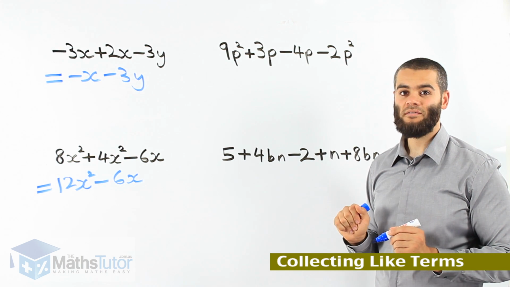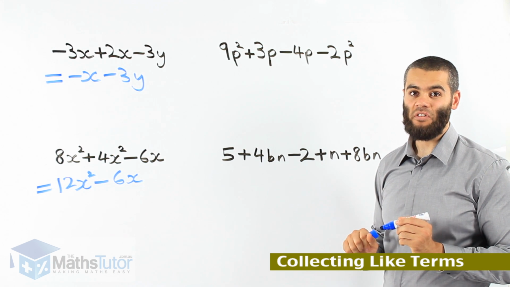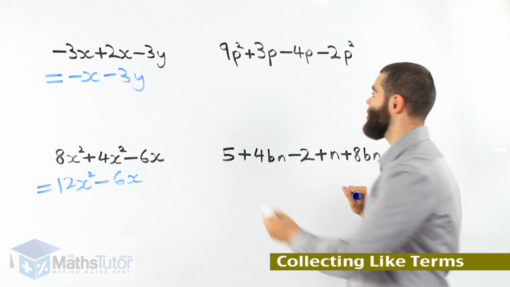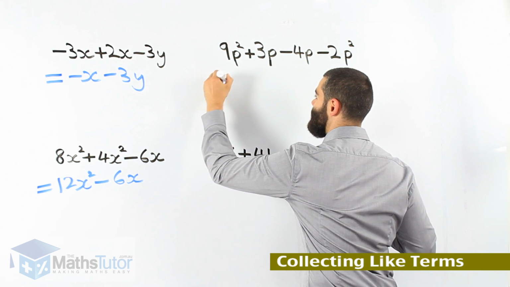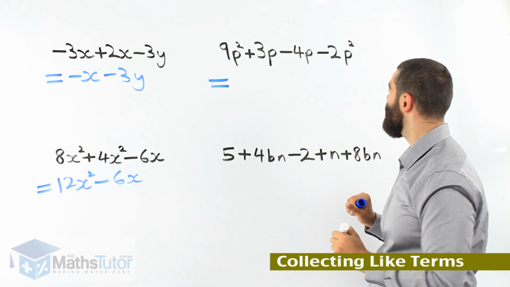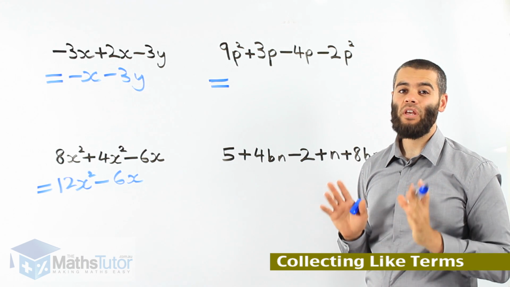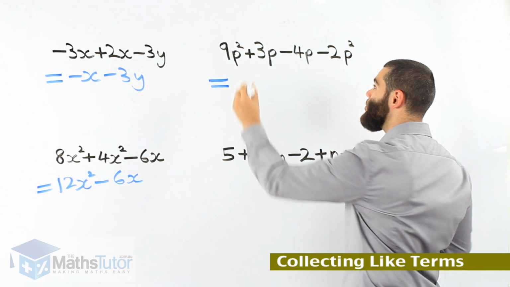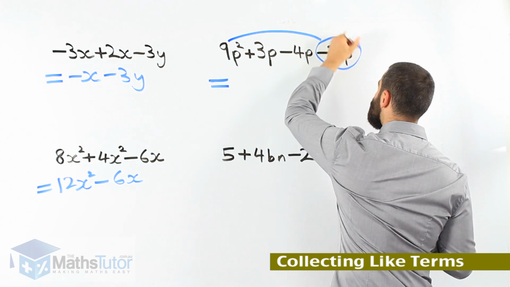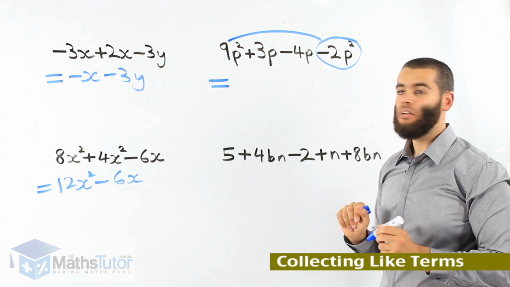This is a long one. What are we going to do? Again, we look for like terms. Do this one with me. I want you to concentrate, and I'm sure you can get it right as well. 9p squared plus 3p minus 4p minus 2p squared. Again, we are looking for the like terms. P squared is a like term with minus 2p squared.